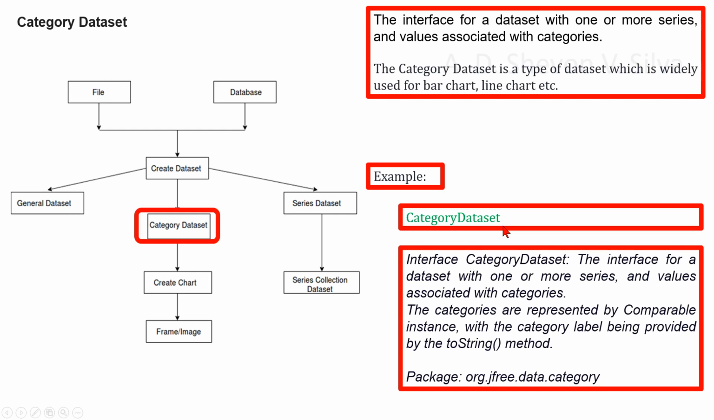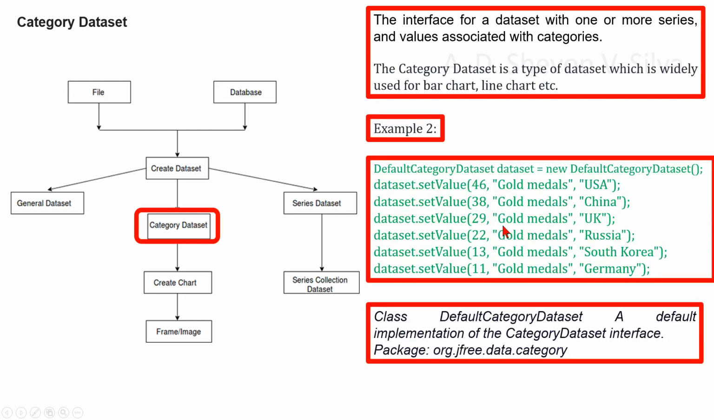Interface CategoryDataset is in package org.jfree.data.category. As an example 2, we can consider this code segment. Here the class DefaultCategoryDataset, a default implementation of the CategoryDataset interface. The class DefaultCategoryDataset is in package org.jfree.data.category.